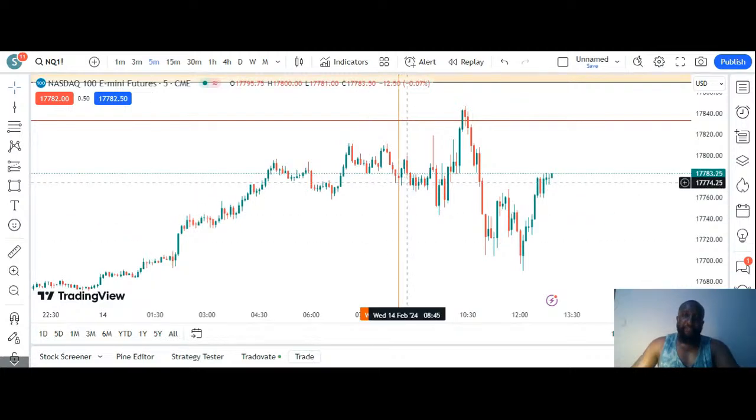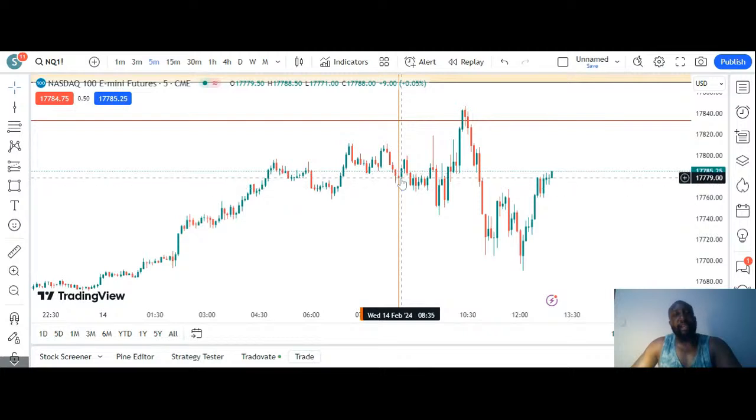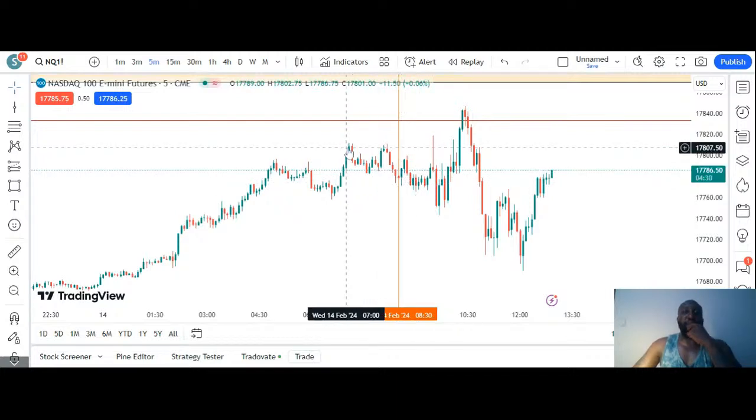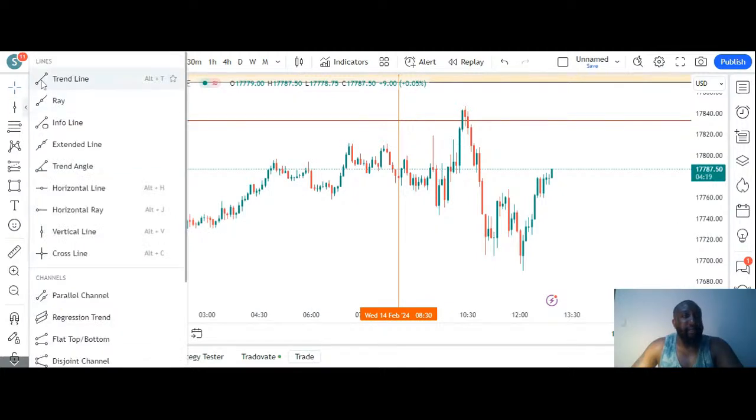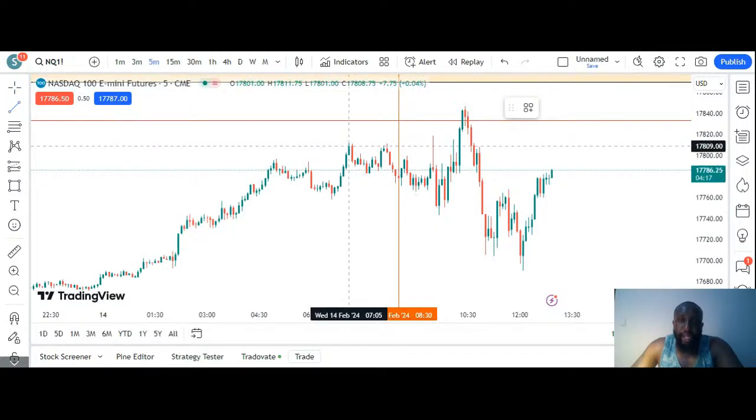This is where we start looking for our entries. Remember I said we start looking for entries at this time, and at 9:30 New York time, a stop hunt normally happens. Let's see the candle of 9:30. Where is it? There you go, it's this candle here. It's this pin bar. Let's see what the pin bar did there. I'll just draw these levels.